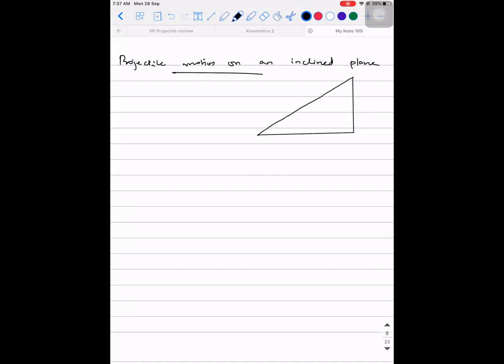You have an inclined plane. Let's say the angle of inclination is beta. So let's say you're projecting a particle with velocity u at an angle alpha with the horizontal. Are you guys able to understand? Then what will be the trajectory in which this particle is going to travel? Whenever there is an oblique projection, what will happen?